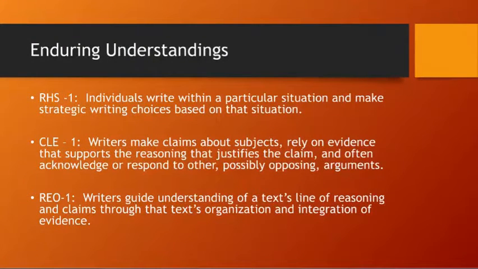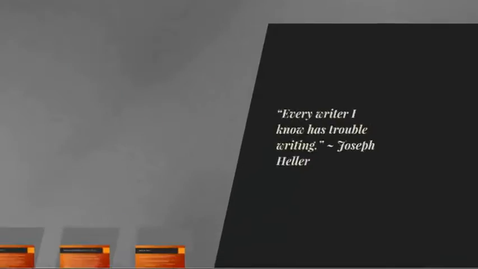Our three enduring understandings are: individuals write within a particular situation and make strategic writing choices based on that situation. Writers make claims about subjects, rely on evidence that supports the reasoning that justifies the claim, and often acknowledge or respond to other possibly opposing arguments. And then finally, writers guide understanding of a text's line of reasoning and claims through the text organization and integration of evidence.